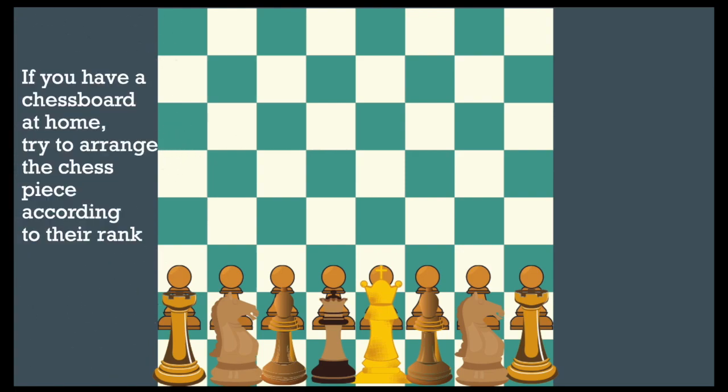Now, if you have a chessboard at home, try to arrange the chess pieces according to their rank. Always remember the pawns are placed in front, followed by the different chess pieces such as the rooks, followed by the knights, followed by the bishops. Then you have the queen on letter D and letter E for the king.